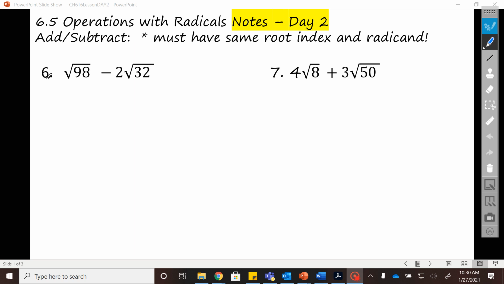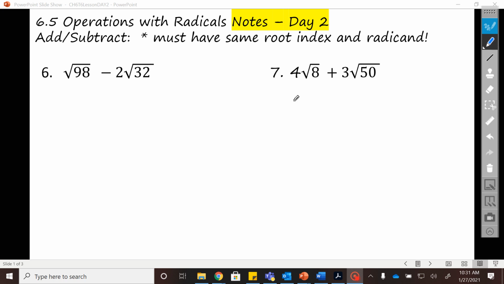If we look at number 6, in order to add or subtract radicals, we have to have the same index and the same radicand. So we've got the square root of 98 minus 2 times the square root of 32. They have the same index, they're both square roots, but they have different radicands. We've got 98 and we've got 32.